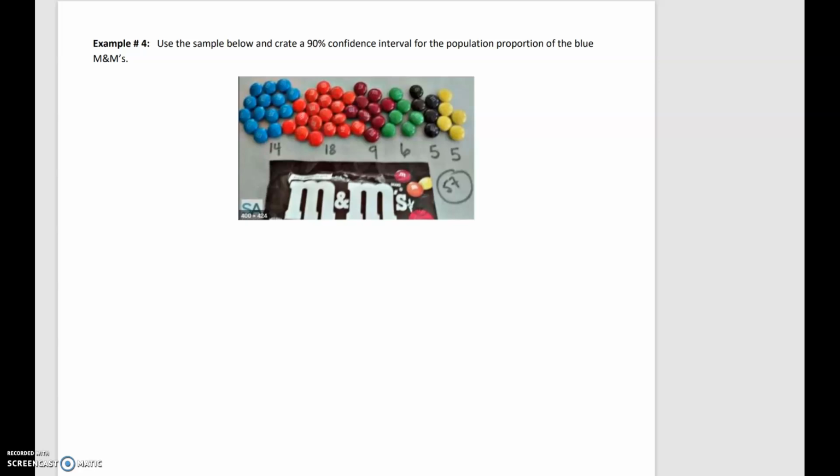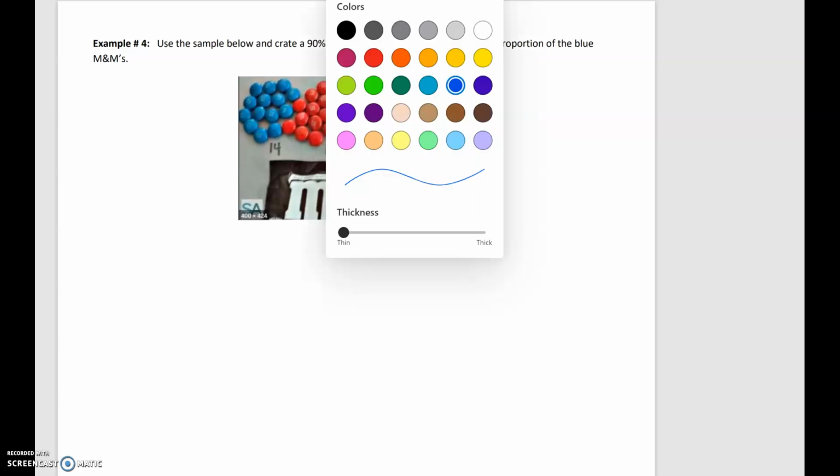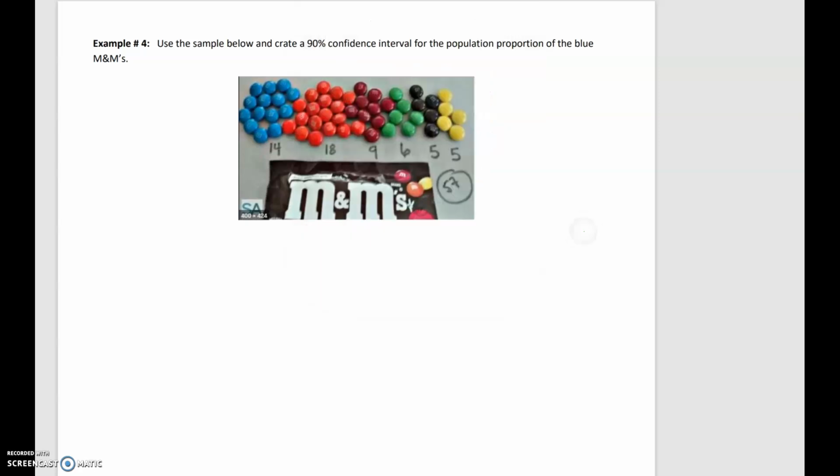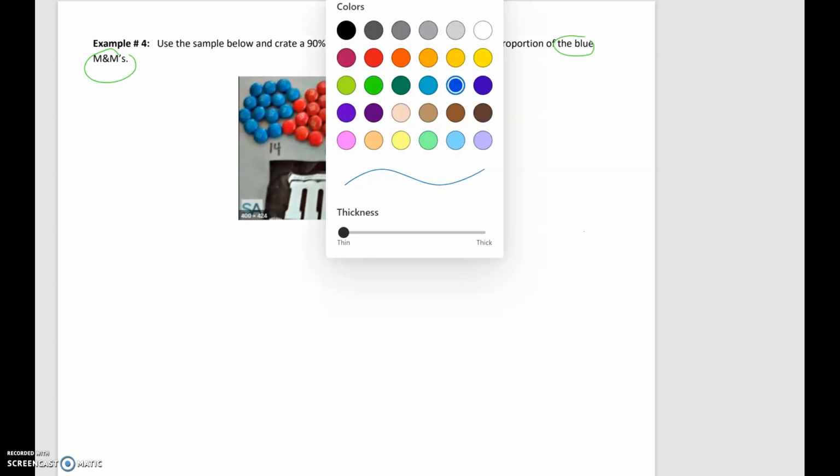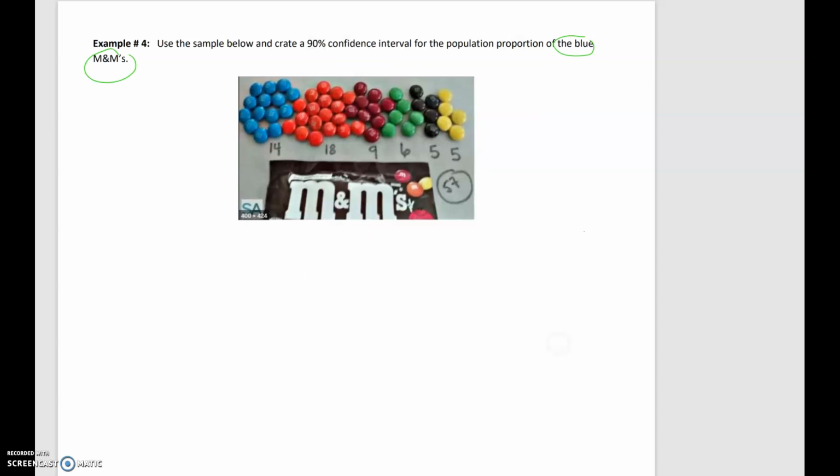Hi class, let's take a look at example 4. Now in example 4 they want us to create a confidence interval, and in this case it's for the blue M&Ms. So let me actually start by declaring that, and in this scenario, technically n is equal to the value of 57 stated in the problem, and then we're going to let x equal the number of blue M&Ms.